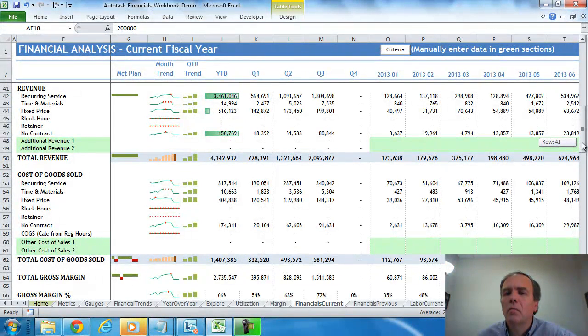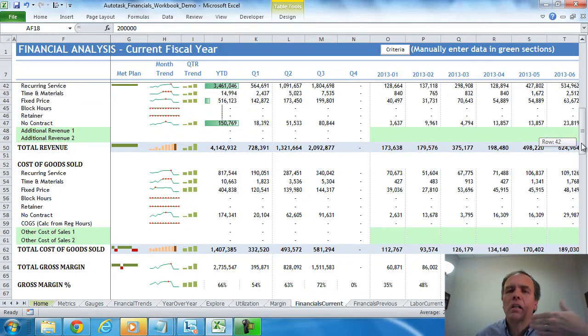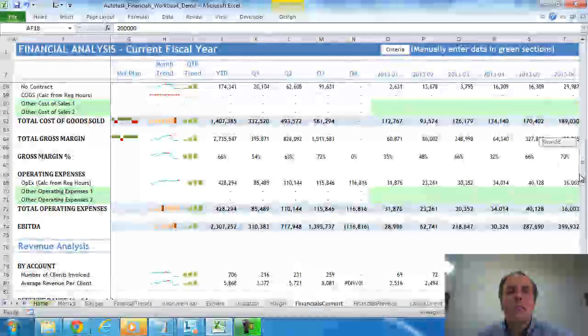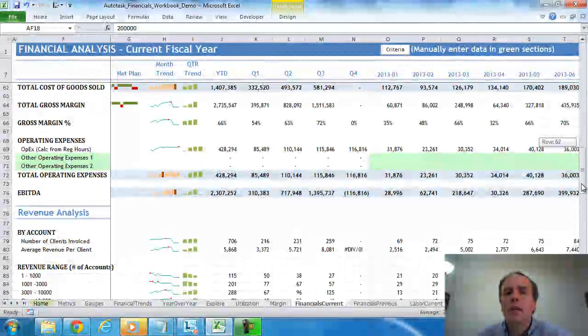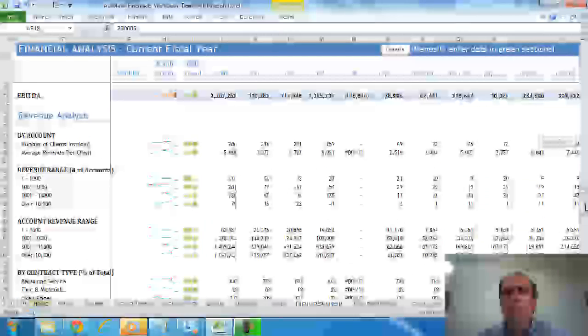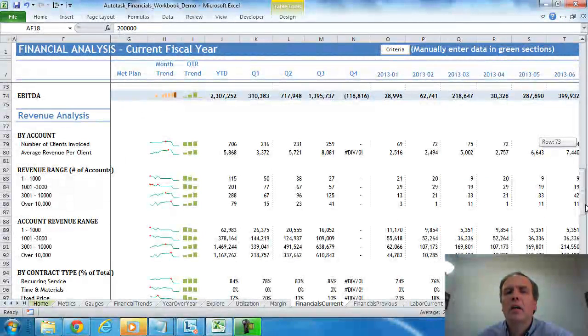This is all the information that's in Autotask, but Autotask doesn't always contain all the information. And then you get gross margin, operating expenses, and then we do the revenue analysis, revenue by account, revenue ranges, and we'll also be showing you how you can modify these ranges so that you can actually see how many accounts are in certain revenue range buckets and see how that's trending over time. The previous fiscal year is done.